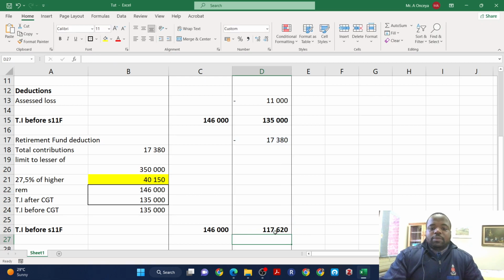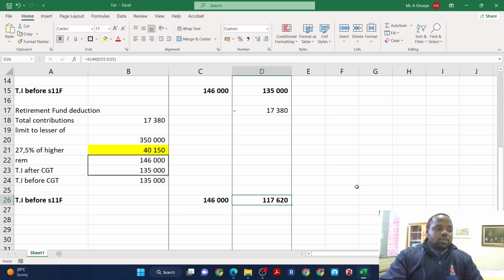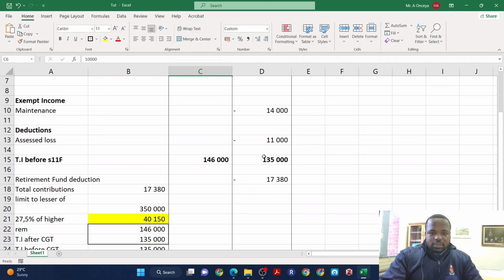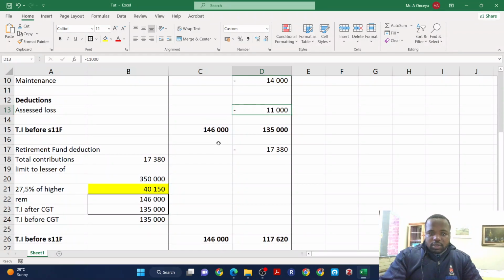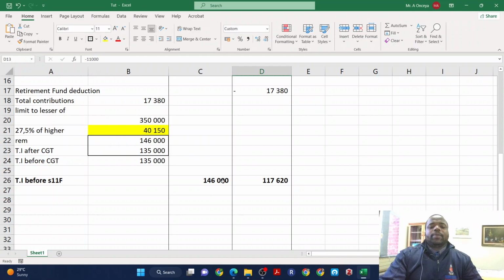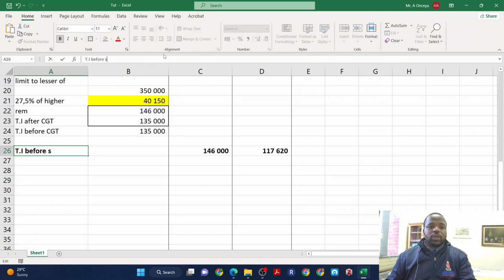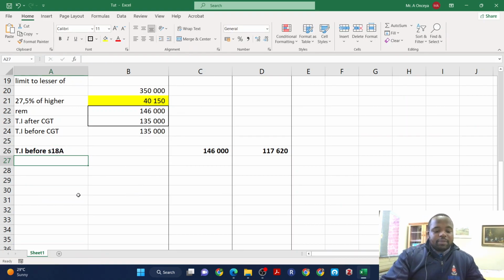So that's our taxable income before we deal with the donation. It's 117,620 rands, but this remains the same. And yes, we only had 2 things that needed remuneration, nothing else, and the assessed loss is not remuneration. It doesn't even affect it. So perfect. So that's the taxable income before, now you do your last item for donations, which is section 18A.